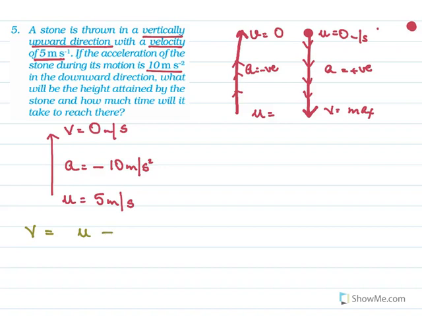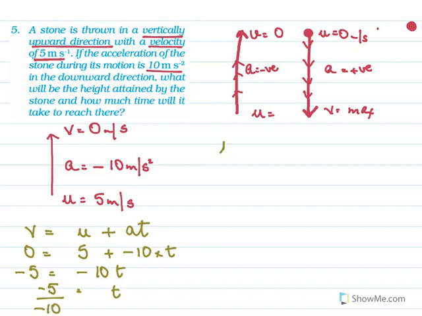So first we will use the first equation, that is v equal to u plus at. The v is 0, the u is 5, the a is minus 10, and this is t. So we'll find the time it takes to go up. So we have minus 5, we took the 5 on this side, so minus 10t. So t equal to minus 5 over minus 10. So t equal to 1 by 2 seconds. It takes half a second to go up.